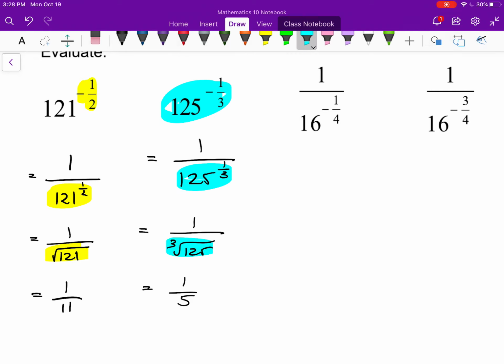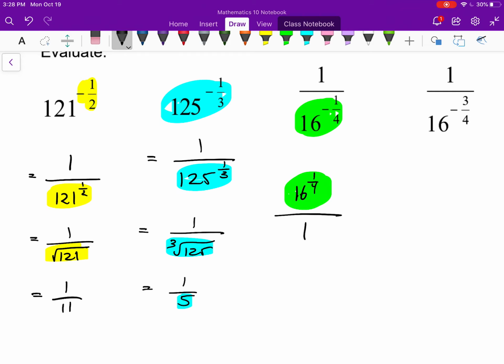All right, so next, 1 over 16 to the power of negative 1/4. First, let's just rewrite this without a negative exponent. That's what I've been doing every single time. And so dividing by a power that's negative is the same as having a positive power in your numerator.